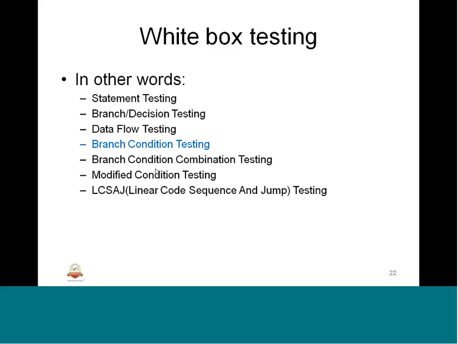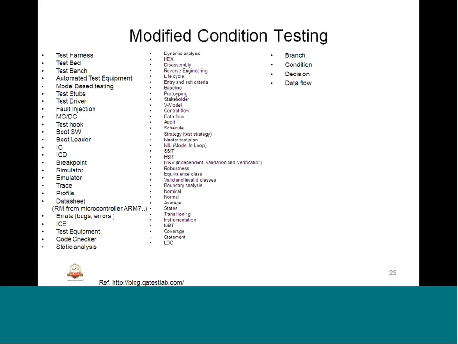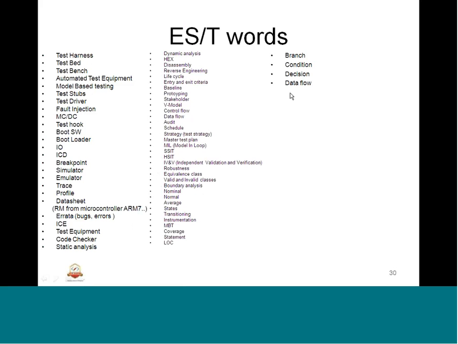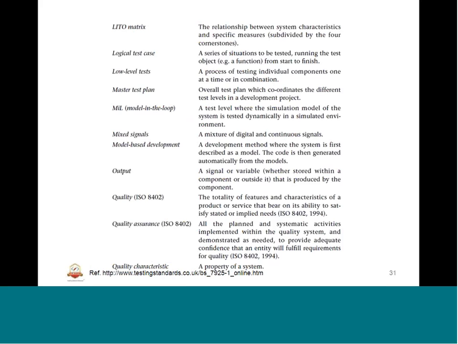Okay. So some of the embedded system testing words we will go through. What we have added today is branch, condition, decision, data flow. So along with other words, we list out for each session how many embedded system jargons or words we use. Of course, there is a glossary. We have added some more glossary into Kuro, such as logical test case, master test plan, MIL, model in the loop, mixed signals, model based development, MBD, output quality, example ISO 8402 standards, quality assurance, quality characteristics. We will add likewise each session some of the glossaries that we need to understand in embedded system testing.